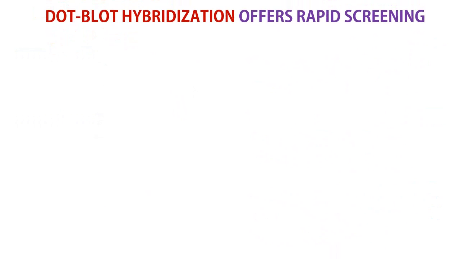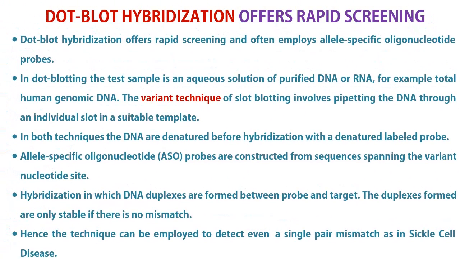Blot hybridization offers rapid screening and often employs allele-specific oligonucleotide probes. In dot blotting, the test sample is an aqueous solution of purified DNA or RNA, for example total human genomic DNA. The variant technique of slot blotting involves pipetting the DNA through an individual slot in a suitable template. In both techniques the DNA is denatured before hybridization with a denatured labeled probe.